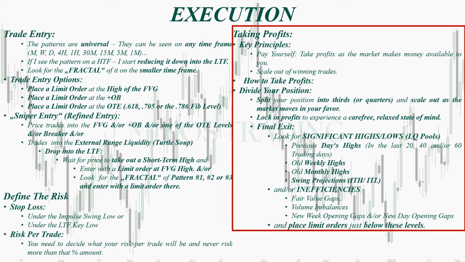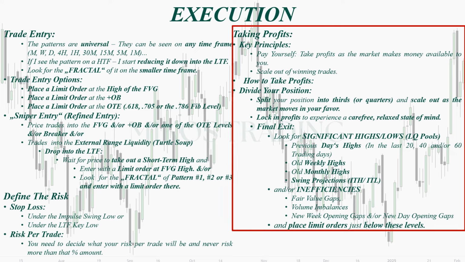For my final exit, I look for significant highs and/or inefficiencies above my entry point. I make sure to pay myself as price trades above previous day's highs, as well as when price trades above old weekly and old monthly highs. I also look to scale out of my positions at inefficiencies above my trade entry point. The inefficiencies can be fair value gaps, volume imbalances, and/or new week and new day opening gaps.